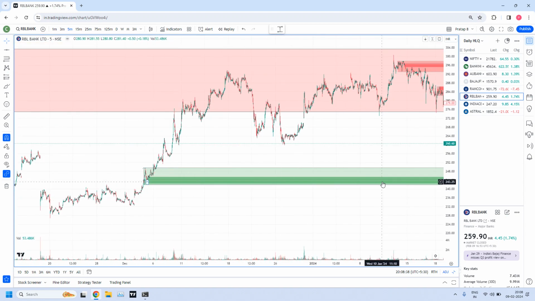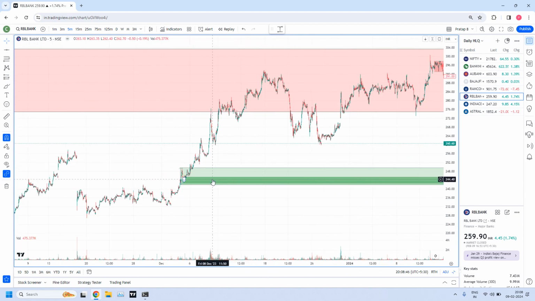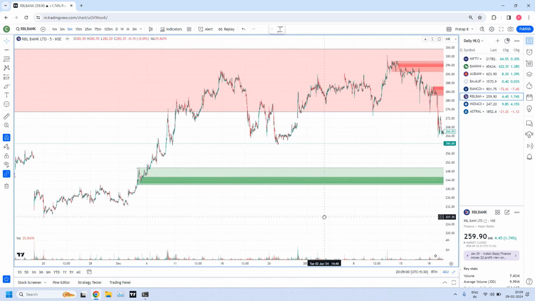So finally, if you zoom out, all these three zones look like a single zone. If the gap is very limited, if the risk is limited, you can take an entry in the first zone, and in the third zone you can keep the stop loss. That way you can plan your trade.